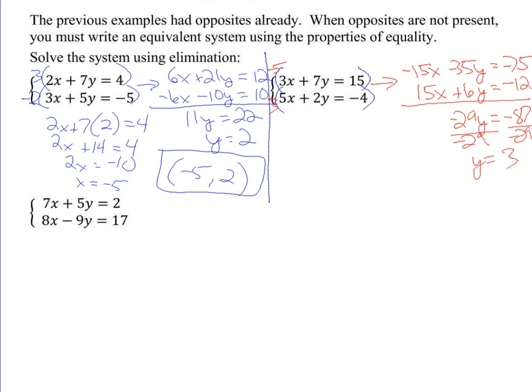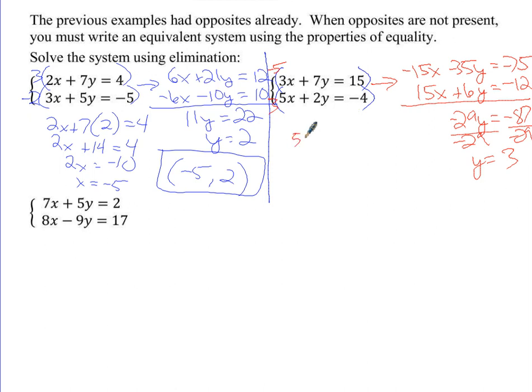So even though those numbers were kind of ugly and negative, it's no big deal. We still get y equals 3. Now what do we do? Plug it into one of the original equations. Doesn't matter which one you pick. Which one do you want to pick? Just pick one. The bottom one? Fine. So we have y equals 3.